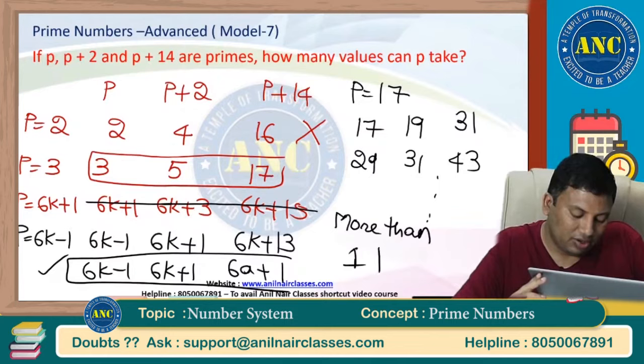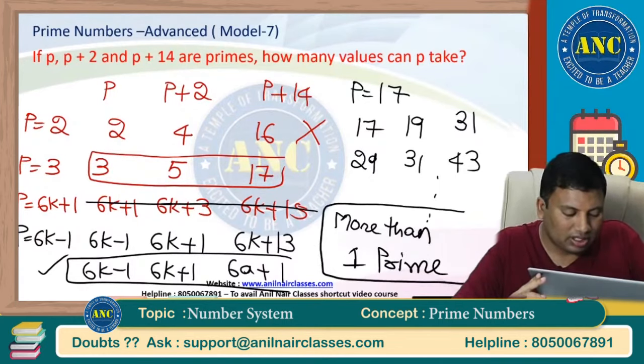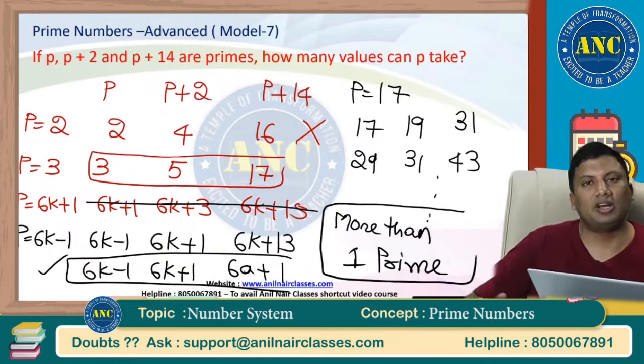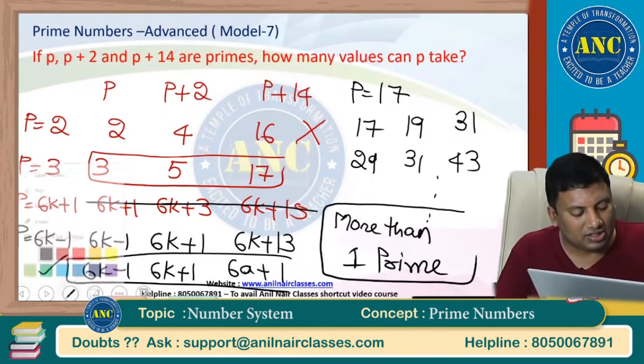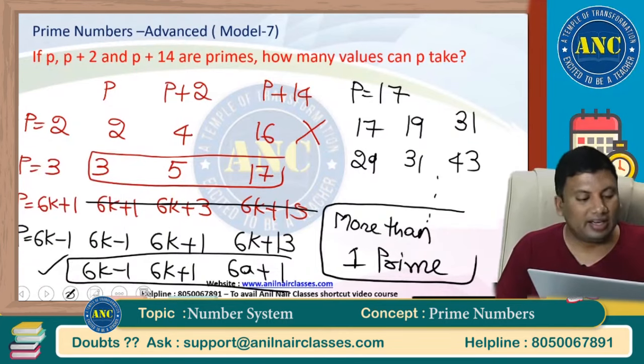Each and every question, kindly revise it as many times as possible so that this subtopic will be over. 6k minus 1, 6k plus 1 and 6a plus 1. I hope the idea is clear.